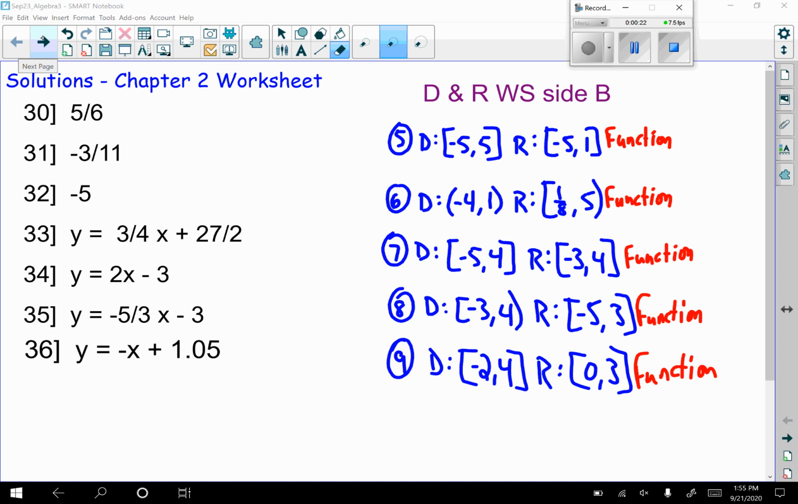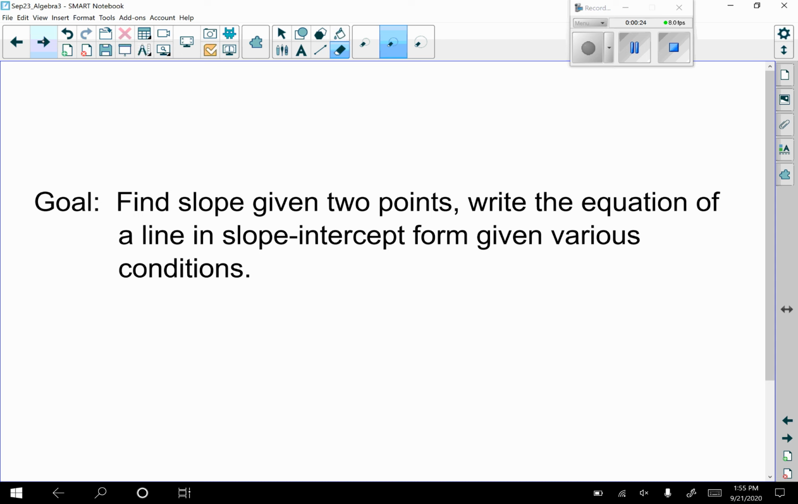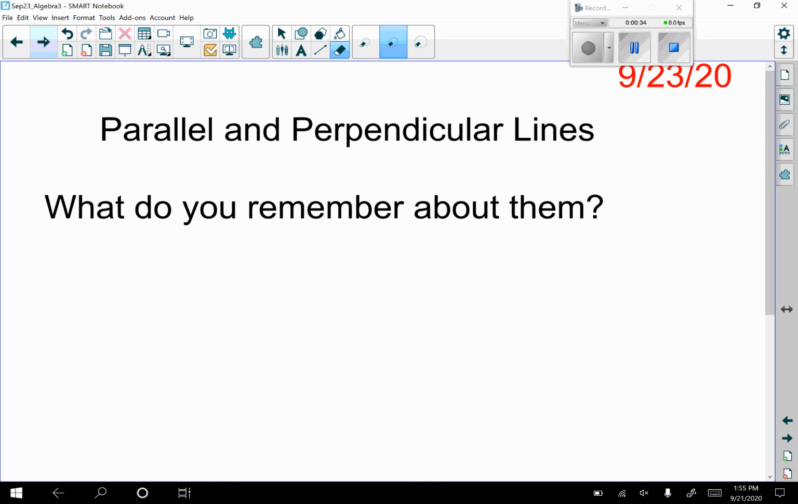All right, so today we're still going to work with writing equations of lines, but now the descriptions or the relationships between these lines are going to be parallel or perpendicular. So what do you remember about them? Try to just pause the video and try to write out a couple things that you remember about parallel and perpendicular lines.